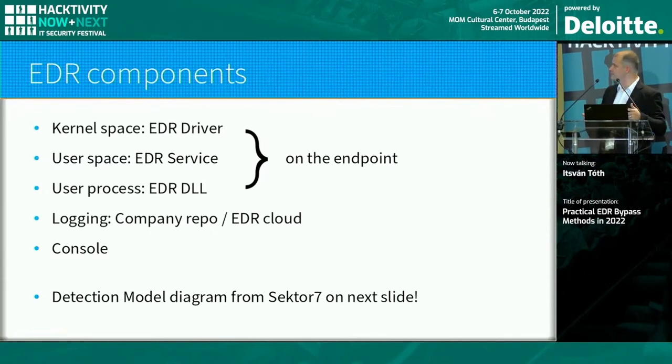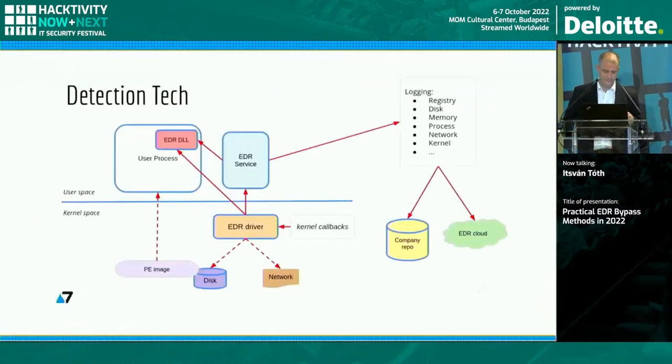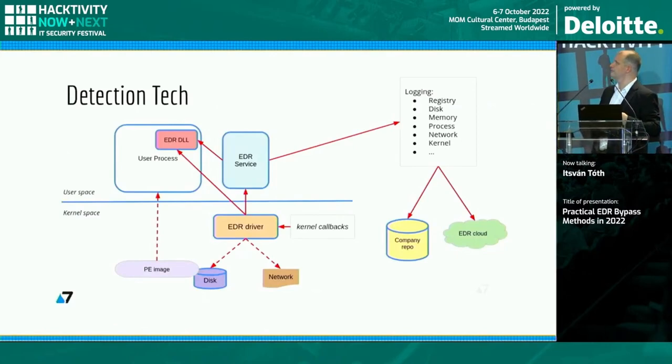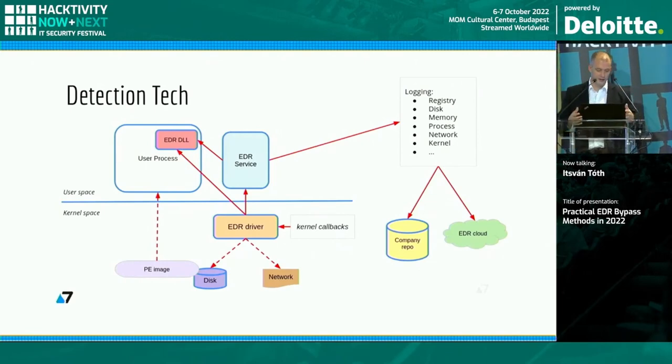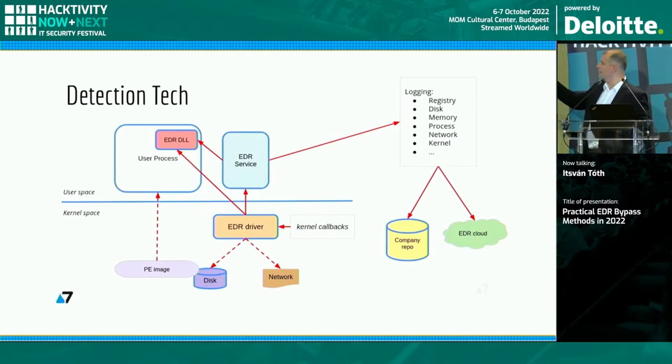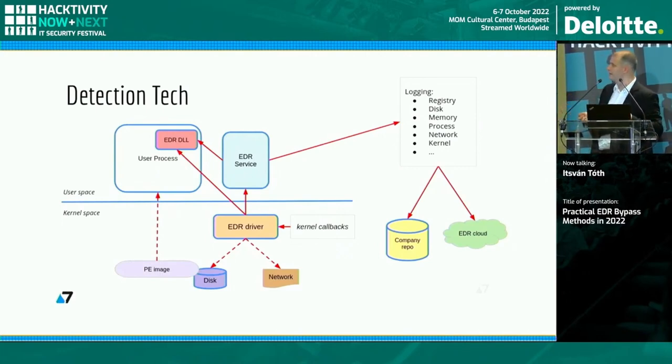And let's see this on a diagram. This is from Sector 7. Sector 7 did a very interesting and useful course for EDR bypasses, and this is taken from this course. This is the detection technique in a diagram. The components in the lower part of the diagram are the EDR driver and the kernel callbacks connected to the EDR driver. The EDR driver also monitors the disk and network activity.